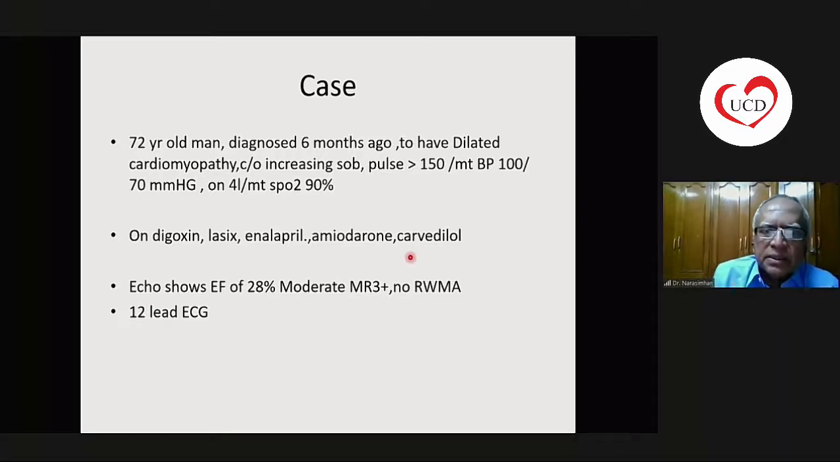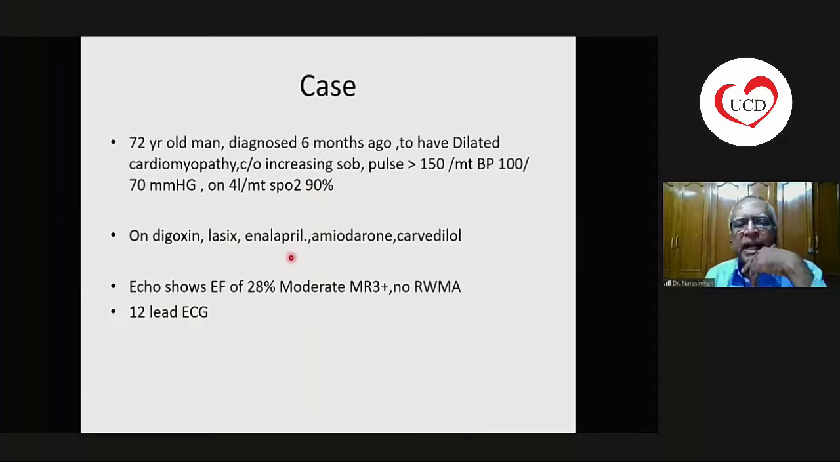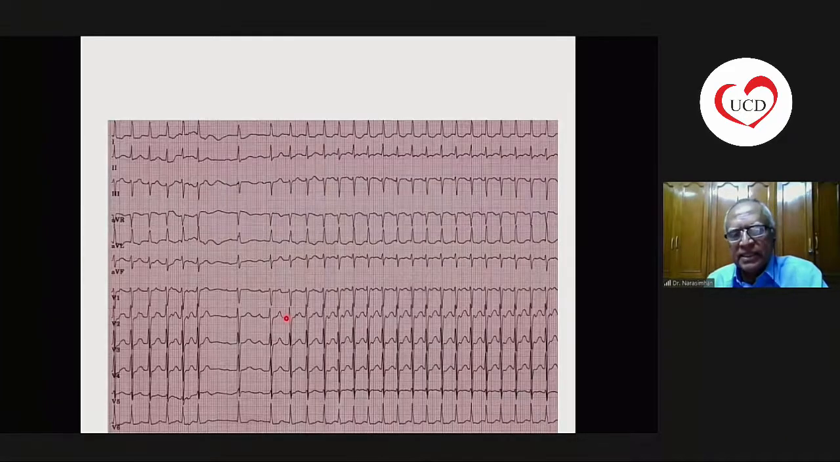This is a patient whose outcome was excellent, a 72-year-old person diagnosed to have DCM, who essentially presented with a tachycardia. Blood pressure was well maintained, and he needed oxygen at the time of presentation, and he was dyspneic. Despite Lasix, enalapril, amiodarone, carvedilol, he was quite symptomatic. EF of 28%, moderate MR, and this is the electrocardiogram.